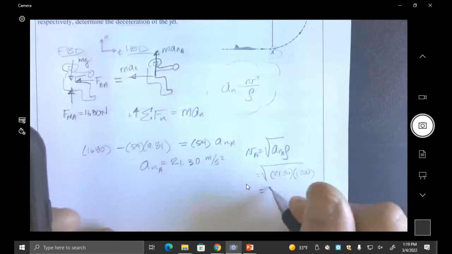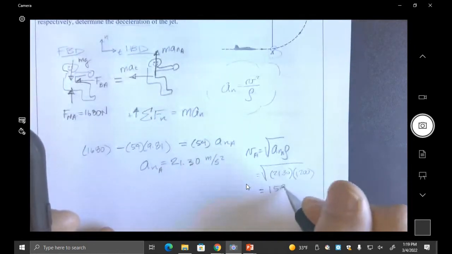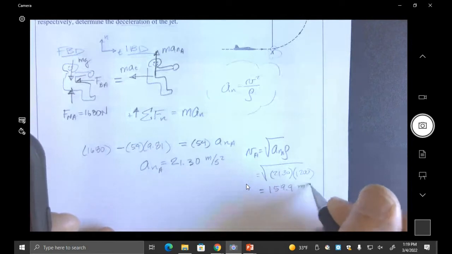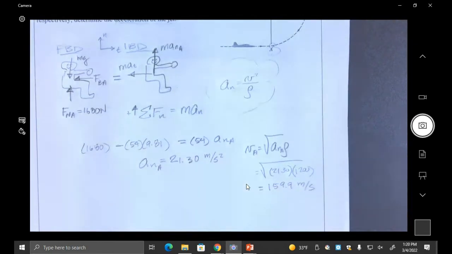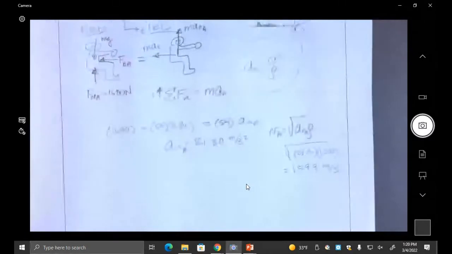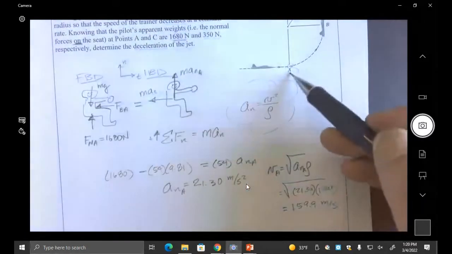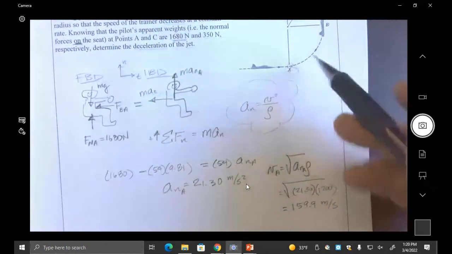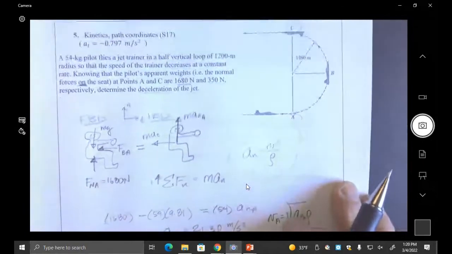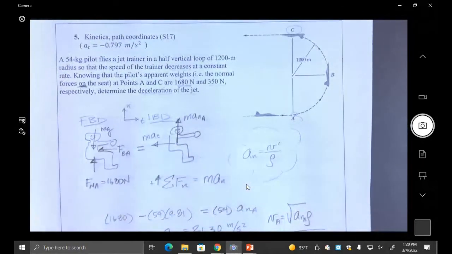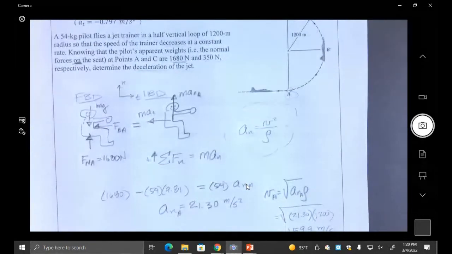Okay, so I got 159.9 meters per second. Anybody else getting that? Okay, cool. So we know one thing: we know the velocity right here. So now maybe our strategy starts to become clear. We might have gotten that aha moment somewhere along there. What we're about to do. Anybody else see where we're going with this?